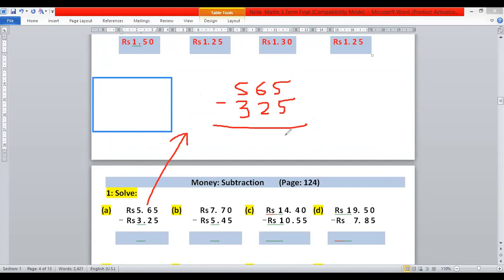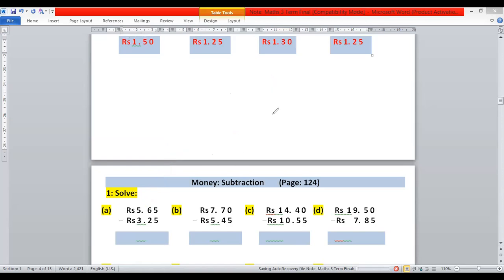5 minus 5, 0. Then second column. 6 minus 2, 4. 5 minus 3, 2. Now we put the point here, here, and here. Rs, meaning rupees, Rs 2.40. Students, in this way we will solve the remaining parts.